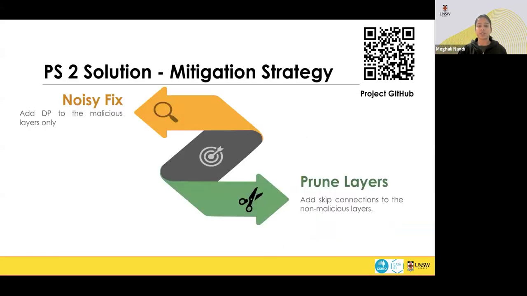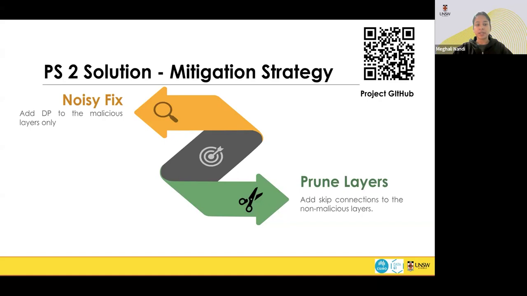Now, coming to the PS2 solution, this is the mitigation strategy, where we have identified the malicious layers. Now we need to give the client control on how to defend against the DRA, right? So we have proposed two solutions. First is the Noisy fix, where we have added DP, and second is pruning layers.